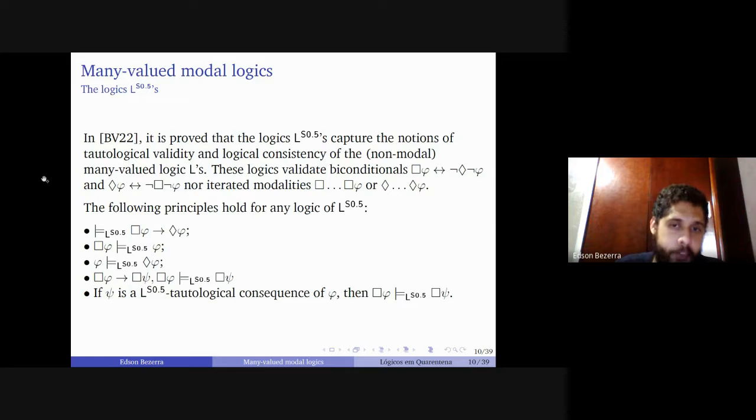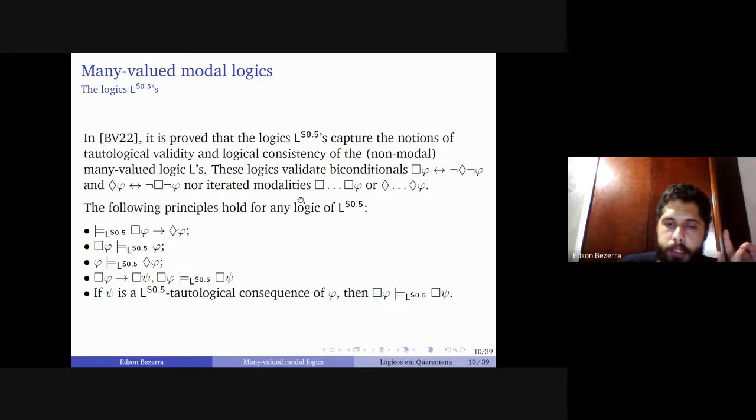Okay, but every modal logic LS0.5 validates these schemas. First is the version of axiom D. We have the inferential form of axiom T. We have the dual, in some sense, of the axiom T, and then we have this version of modus ponens for boxed formulas, and the introduction rule defined in terms of tautological consequence. So whenever psi is a tautological consequence of phi, we can introduce the box in phi and in psi.